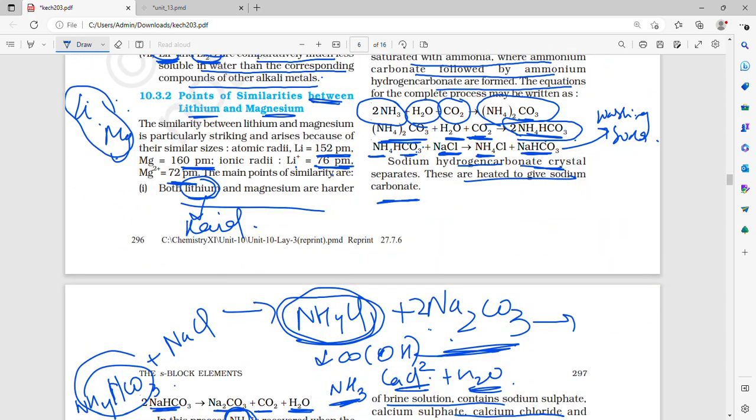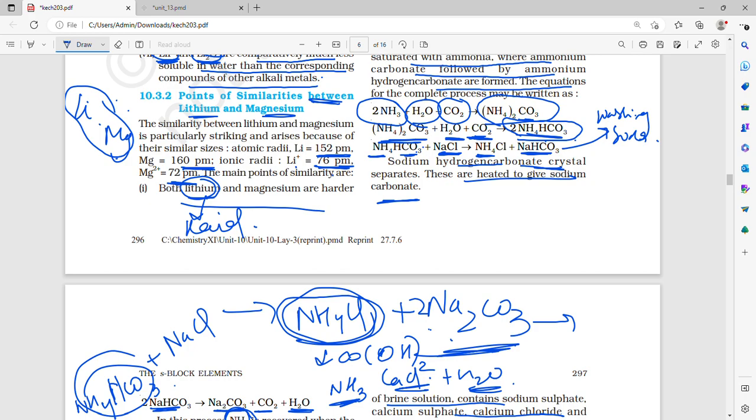Okay. Now, points of similarity between lithium and magnesium. We know that lithium shows anomalous properties when compared to other alkali metals, and it shows a diagonal relationship with magnesium, that is, similar properties to magnesium. The similarity is particularly striking. It arises because of their similar sizes. The atomic radius of lithium is 152 picometers, whereas that of magnesium is 160 picometers. The ionic radius is 76 picometers, whereas that of magnesium is 72 picometers.